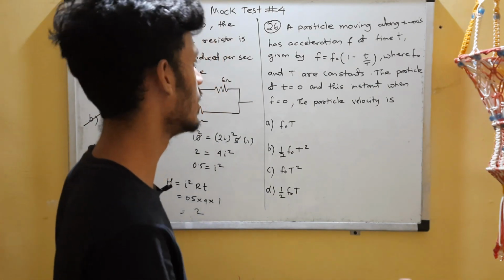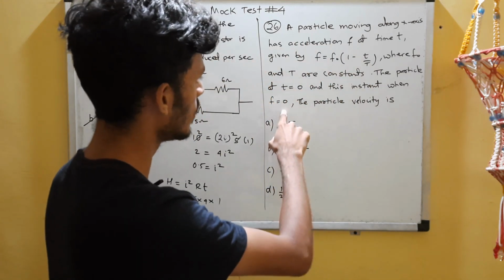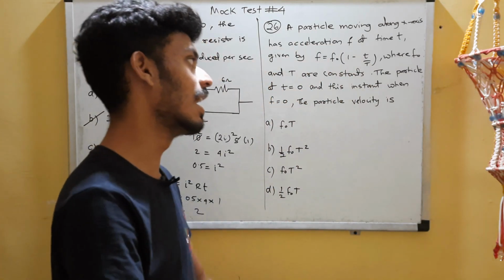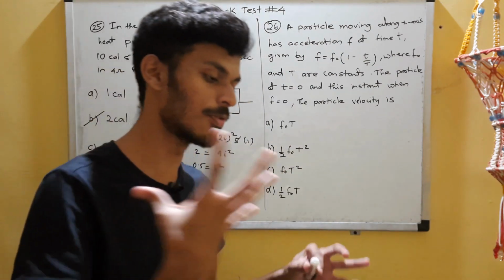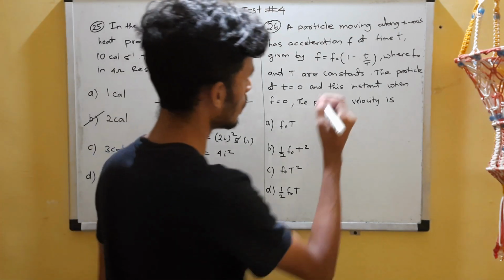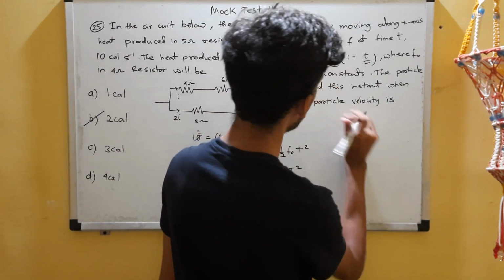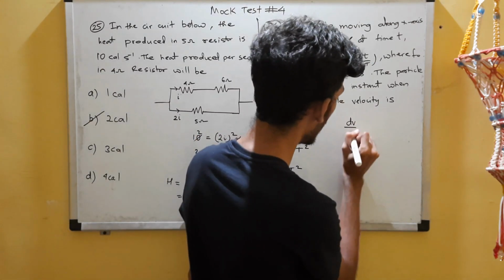The particle at t is equal to 0, basically the velocity at t is equal to 0 is 0, and at the instant when f is equal to 0, you are supposed to find the velocity. When the acceleration becomes 0, you are supposed to find the velocity of the particle. So that is our job over here. So first of all, we can write acceleration, now this is acceleration, right? So acceleration, we can write it as dv by dt.